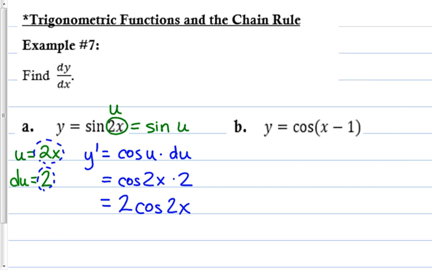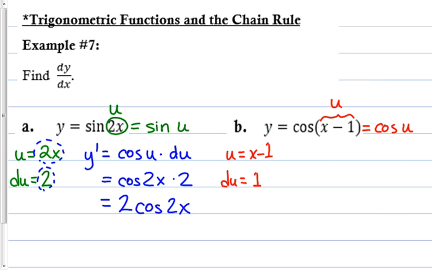All right, b, same idea, different story. This stuff in here, hopefully that kind of pops out at you as being u. So u is x minus 1. So that means du is 1, right? Because the x is just going to leave a 1 behind. All right, so I'm going to rewrite this as cosine of u.